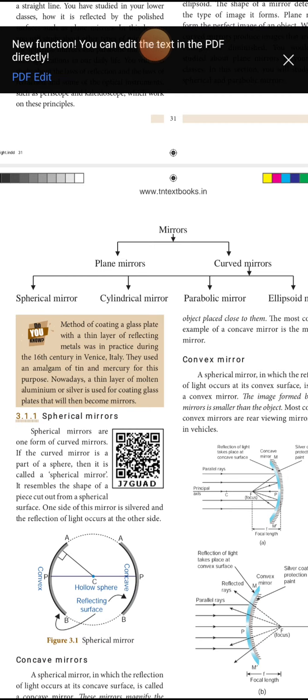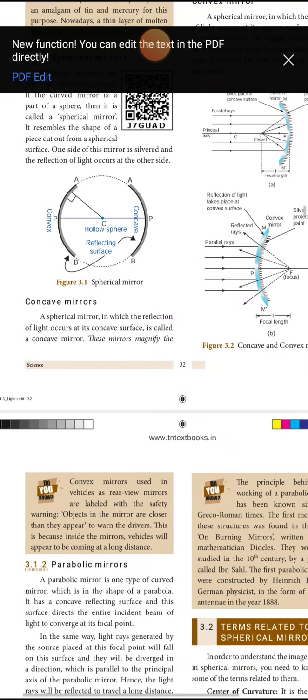The spherical mirrors are formed by the internal or the external cut of two spheres. The spherical mirrors are again divided into two types of mirror. One is concave mirror and another one is convex mirror. These two types of mirrors only we are going to see in this class.